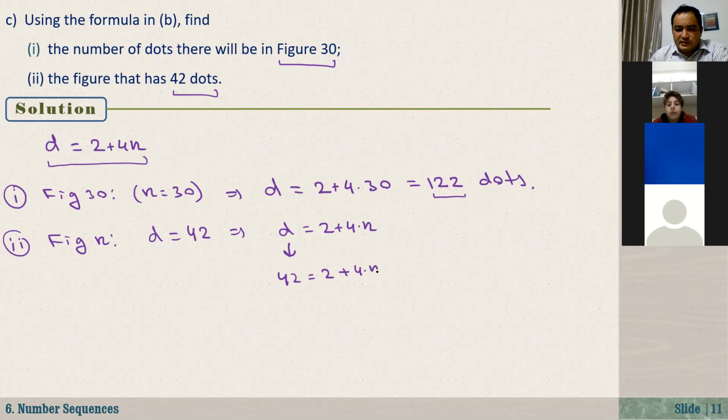2 plus 4 times n, and from here what is n? n is equal to 10, right? Because here, take 2 to the left hand side, 42 minus 2 is 40. 40 equals 4 times n. 4 times what number equals 40? n equals 10. That means that in figure 10, there will be 42 dots.